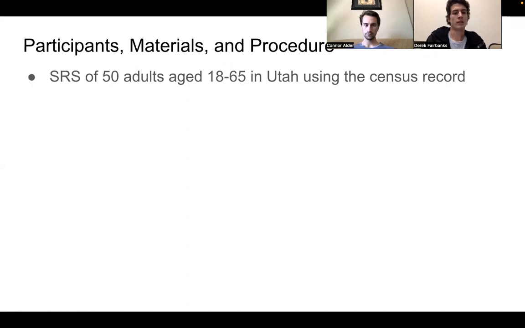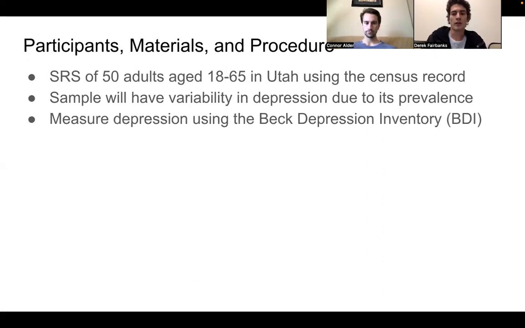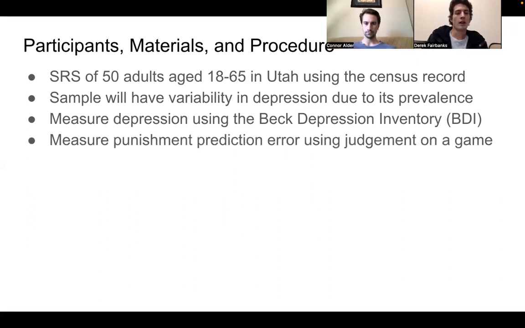And we're expecting, due to the prevalence of depression in the population, that there will be good variability in this sample, that there'll be several individuals that have more severe depression, and some that have mild symptoms. Because we're not using depression as a categorical variable, we don't need to determine if they're diagnosed or not. Rather, we're using it as a quantitative variable. So we're going to measure it using the Beck Depression Inventory, which will give them a score. And then depending on their score, we'll see how many depressive symptoms they show. That's how we're going to measure depression, and we're going to measure how that correlates with punishment prediction error.